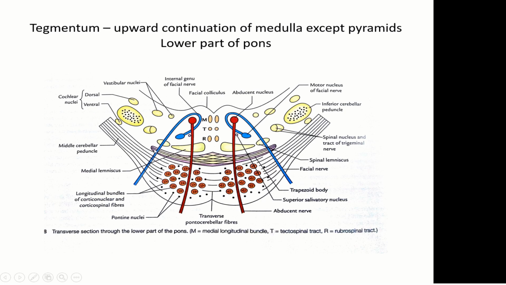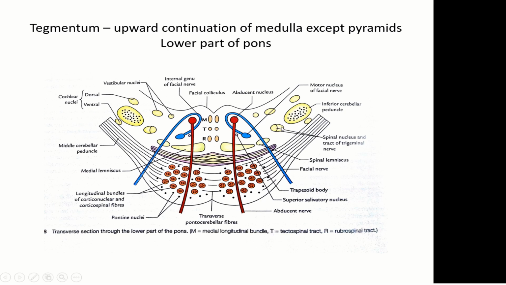And here you can see this is the trapezoid body, which is formed by fibers from the cochlear nuclei. The fibers coming from the cochlear nuclei will cross here and ascend upwards as the lateral lemniscus. So the crossing of these cochlear fibers forms the trapezoid body. Nothing but trapezoid body is one of the areas where the auditory pathway is crossing in the brainstem. So this is seen in the lower part of the pons.